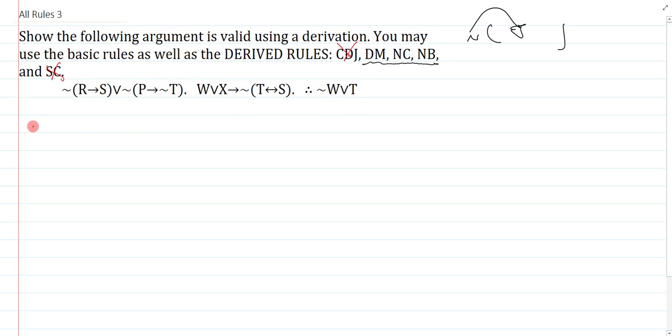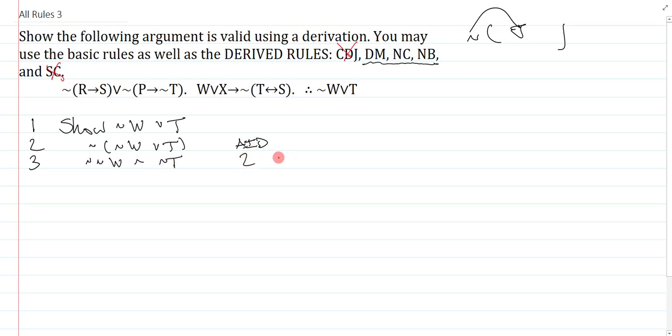Let's get started. Always start with your show line. Show negation W or T. Now, maybe if this was a basic rules derivation, I would start asking about things like proof structure and all this, but in derived rules, it doesn't matter. You just go straight to show line breakdown, and which always finishes with an assume ID, and then you immediately apply your derived rules. So this is the negation of a disjunction, and of course, that's the De Morgan's rule. So I get negation W and negation T, and that is two De Morgan's.